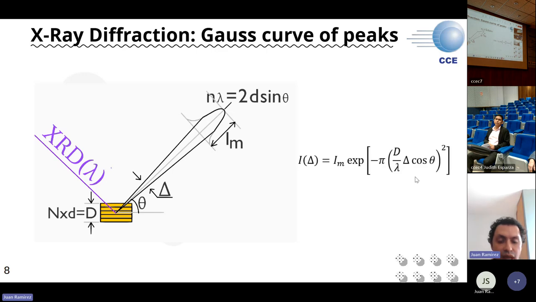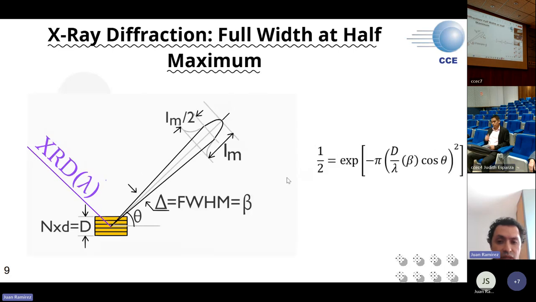And the Bragg angle theta, the angle that satisfies the Bragg condition, determines the width. This is a mathematical description in function of delta. But the important quantity in X-ray diffraction characterization is the full width at half maximum, which is the width at the middle of the maximum of the X-ray diffraction peak.